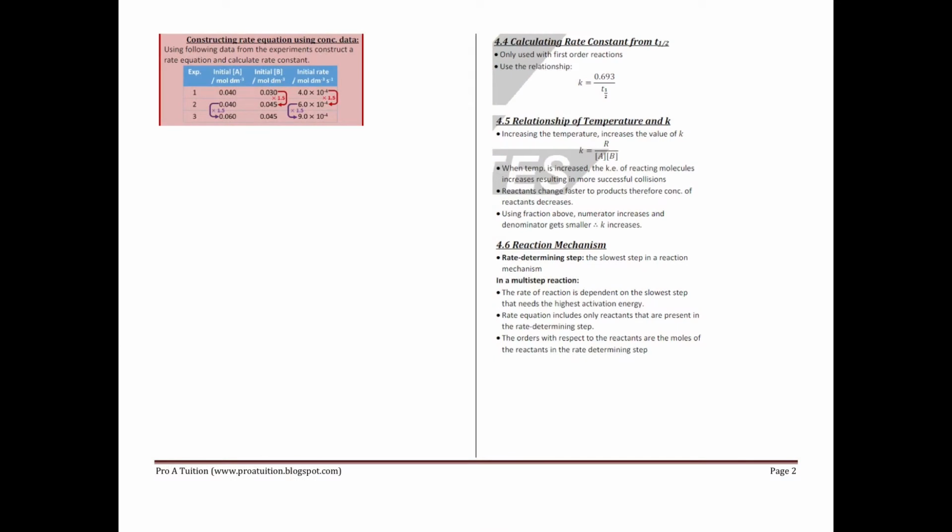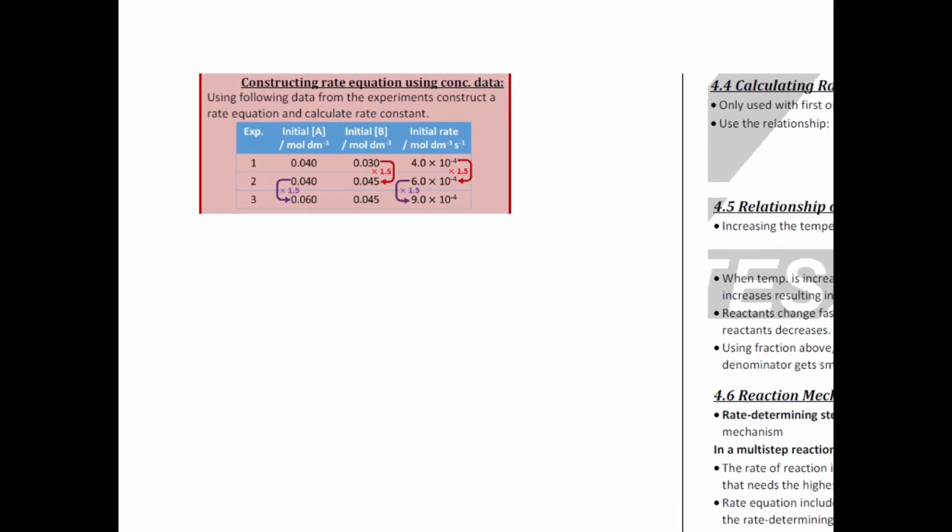So let us look at this page. This is the second page. We have to go through a question here. This is the data obtained from experiments. So what they want us to do is construct rate equations using concentration data. Okay, so let's see. Using the following data from the experiments, construct a rate equation and calculate the rate constant. That means calculate the K.